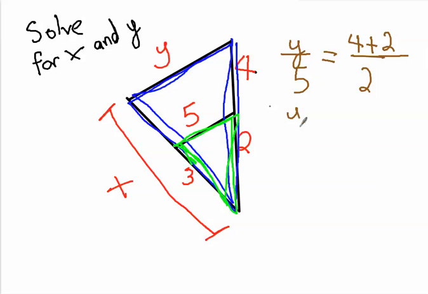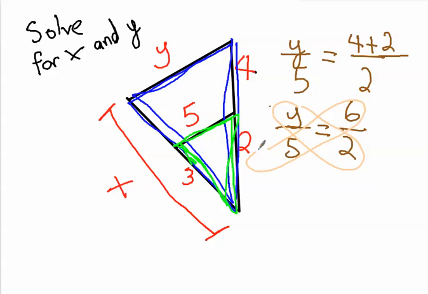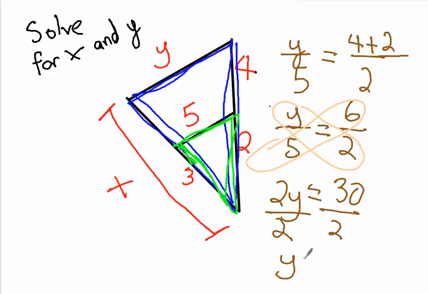And to simplify that, we just do y over 5 equals 6 over 2. And then we cross multiply. We cross multiply the y and the 2 and the 6 and the 5. We're going to multiply across, and then we're going to make them equal to each other. So we have 2y equals 30. And divide both sides by 2, and we get that y equals 15. And so we've solved half the problem. So we can write that in there, y equals 15.